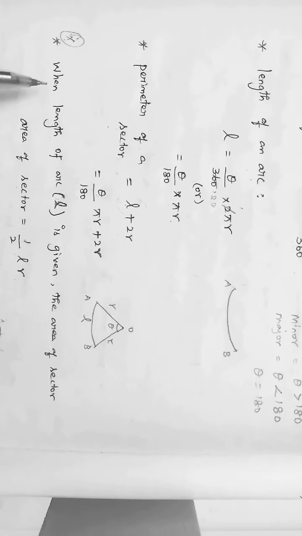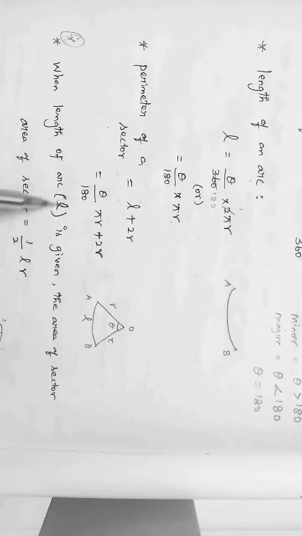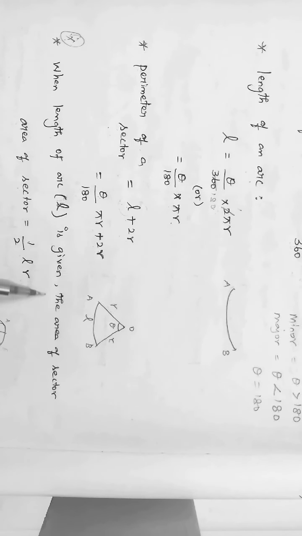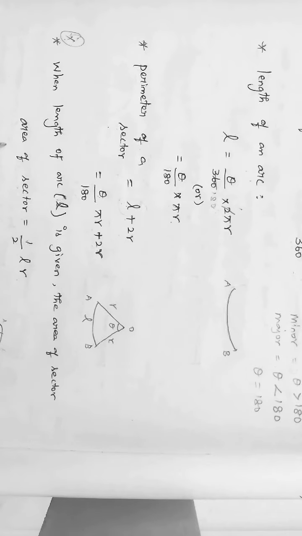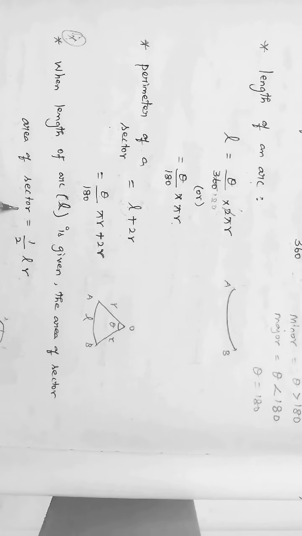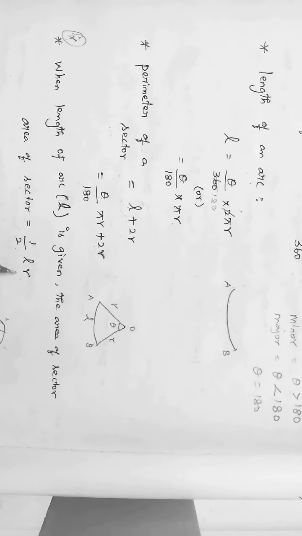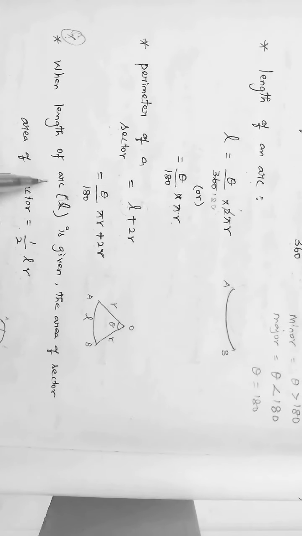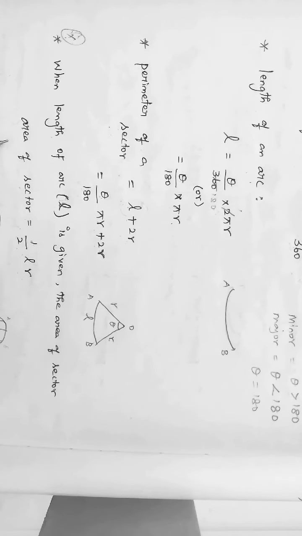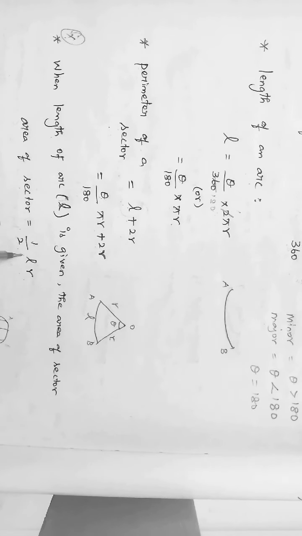And just recall that. One more thing. If we know the length of an arc, then we can find the area of the sector. Area of sector is equal to half into L into R. If you know the length of arc and radius, then directly we can find the area of sector. That is half into L into R.